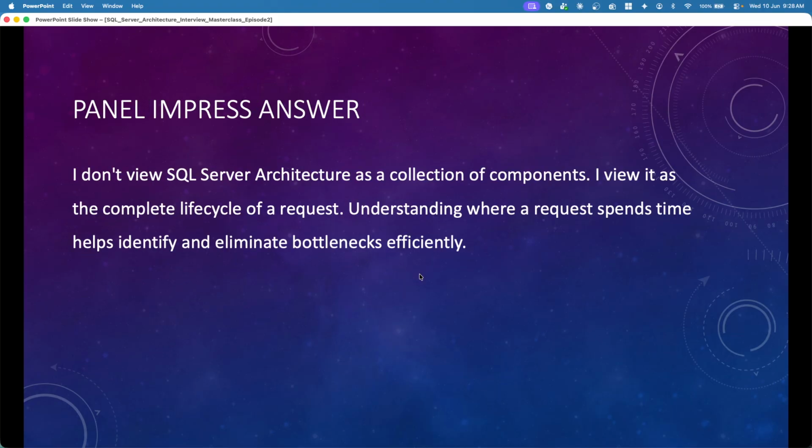So if you want to impress the panel, you can say, I don't view SQL Server Architecture as a collection of components. I view it as the complete life cycle of a request. Understanding where a request spends time helps to identify and eliminate bottlenecks efficiently. This is a little bit strong, but it will impress the panel, right?